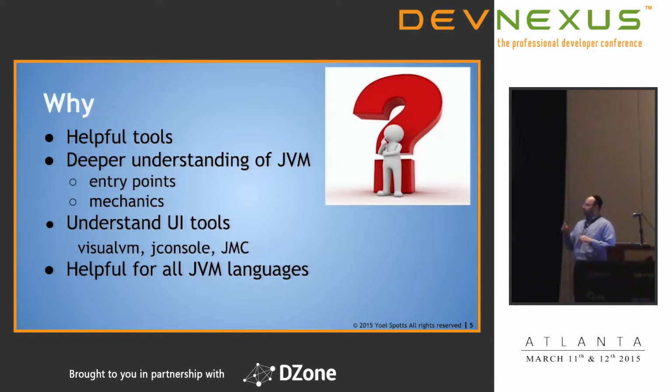In addition to that, as I'll mention in the next slide, we're going to be taking a look at primarily command line utilities. And even though you may never use these specific command line utilities, it'll give you a greater appreciation for how some of the UI tools like Visual VM, JConsole, Java Mission Control operate under the scenes, and give you a better understanding for how to better utilize those tools when you troubleshoot your code.